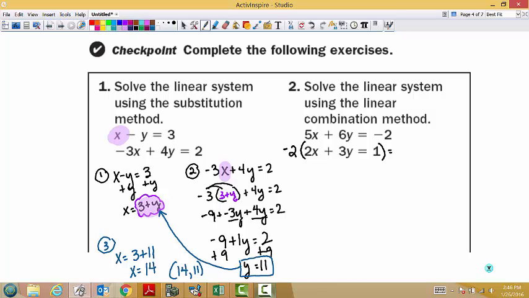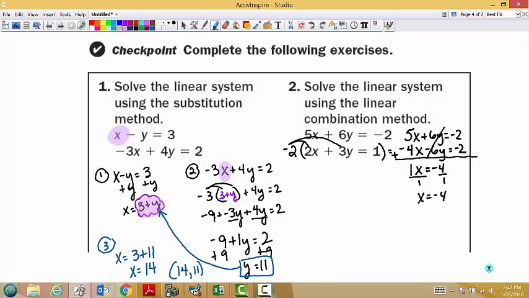So I'm just going to rewrite this one. 5x plus 6y equals negative 2. And then I'm going to distribute. Negative 2 times 2 is negative 4. Negative 2 times 3 is negative 6. Negative 2 times 1 is negative 2. And then I'm going to add straight down. 5 and negative 4 is 1. These are gone. Negative 2 plus negative 2 is negative 4. Divide by 1. X is negative 4.